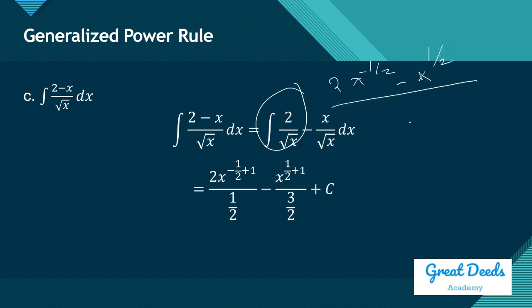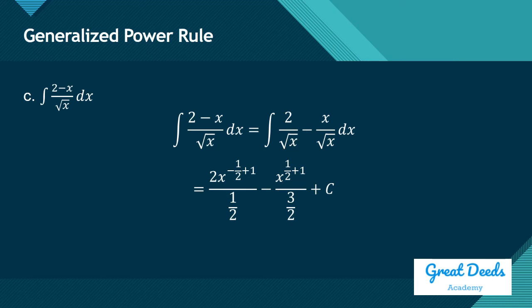So we will apply our power rule here. So this becomes, okay, 2 times x raised to negative 1 half plus 1. Okay, that's 1 half, all over 1 half, minus x raised to 1 half plus 1 again. Okay, 1 half plus 1 is 3 halves. So all over 3 halves plus c.